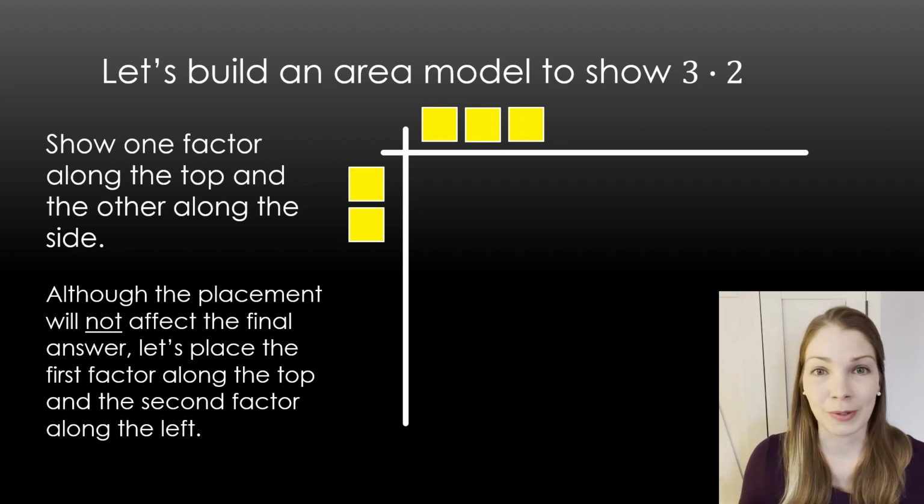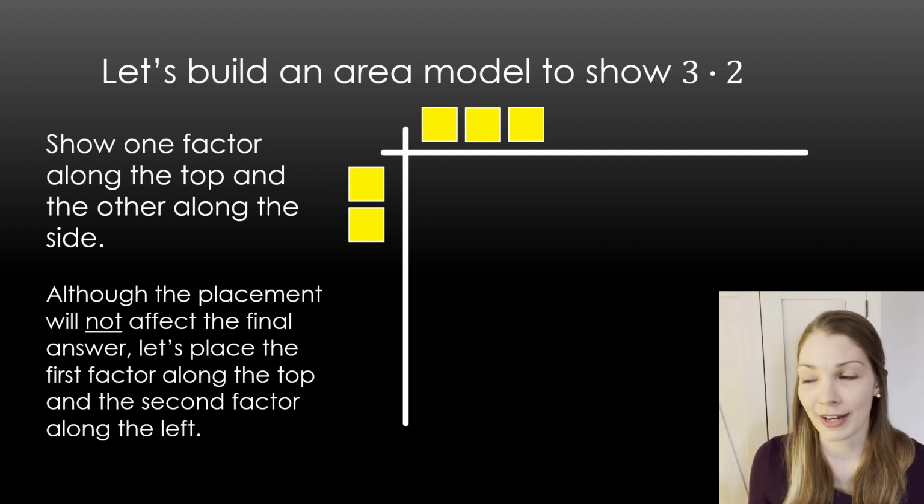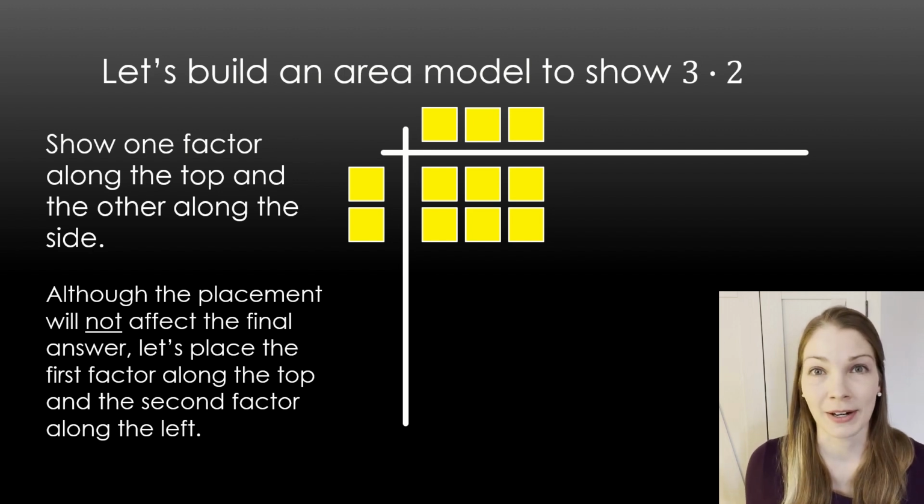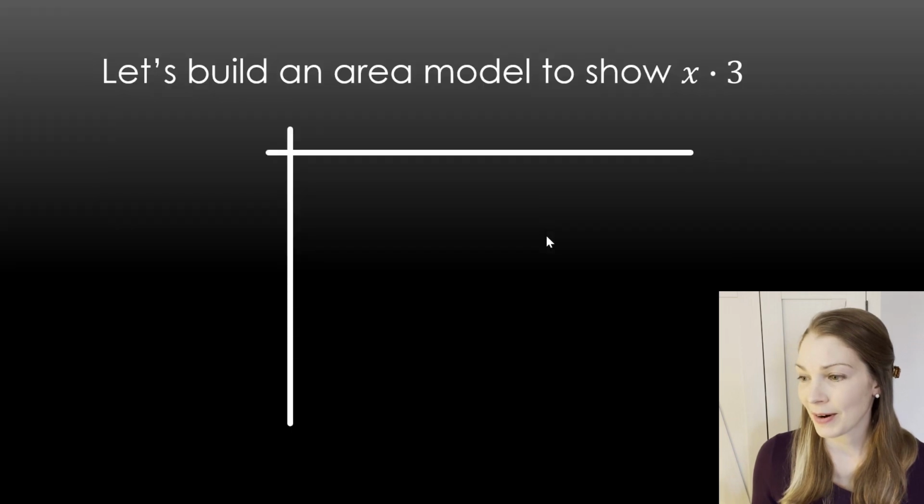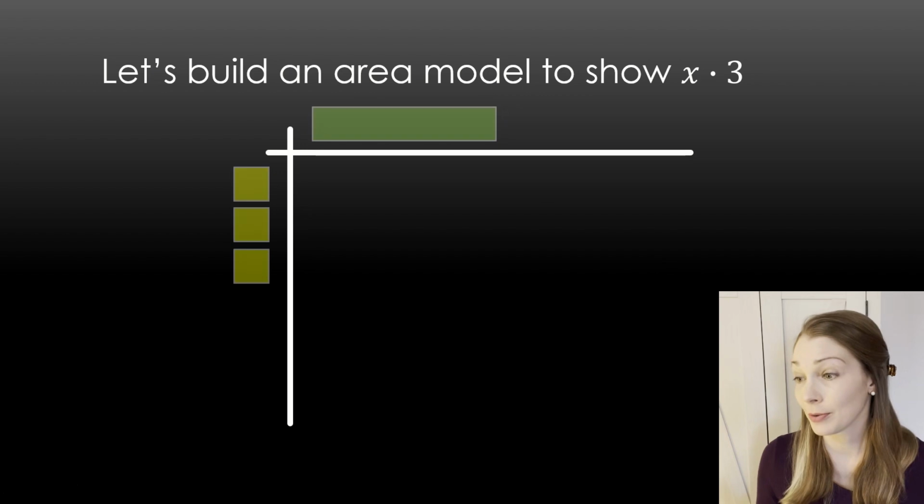So if we place 3 tiles in one dimension and 2 tiles in the other, we can fill in that area to show the product. And we can see how a product of 6 works here. All right, now let's try one with an x. Let's try to multiply x times 3.